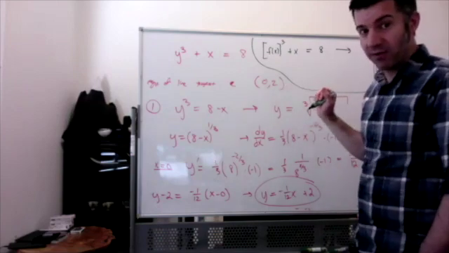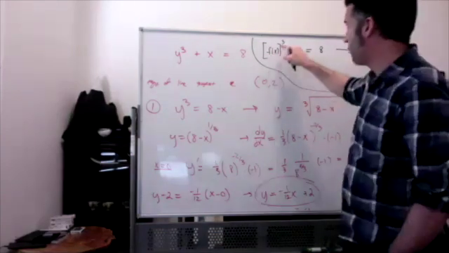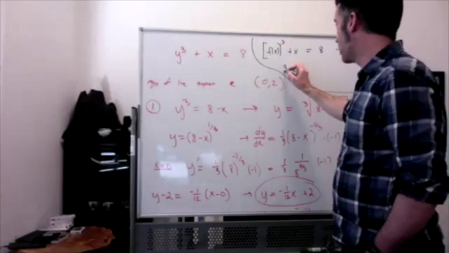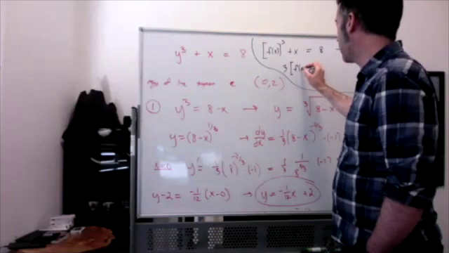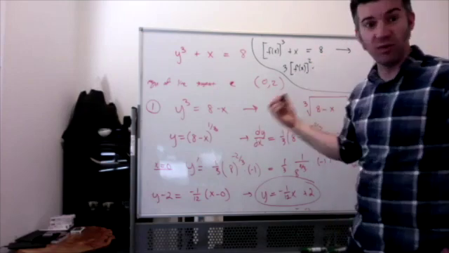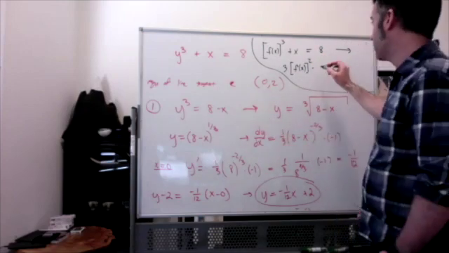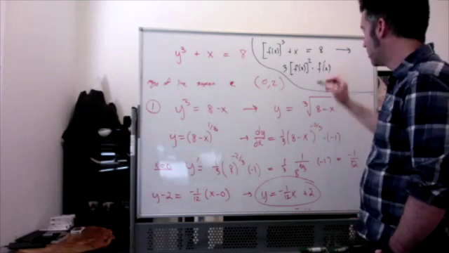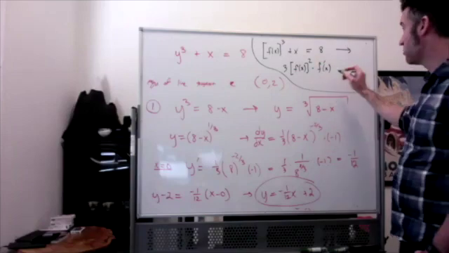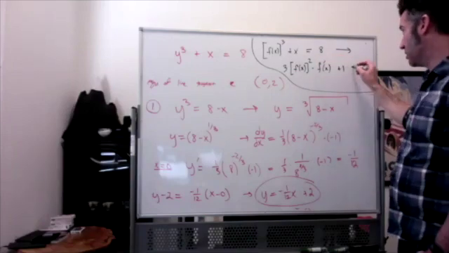What's the derivative of some stuff cubed? Oh, we know how to do that. It's 3 times our stuff squared times the derivative of our stuff. Derivative of x is 1. Derivative of 8 is 0.